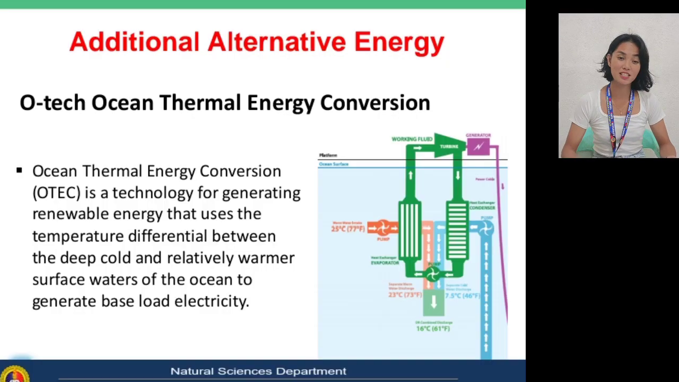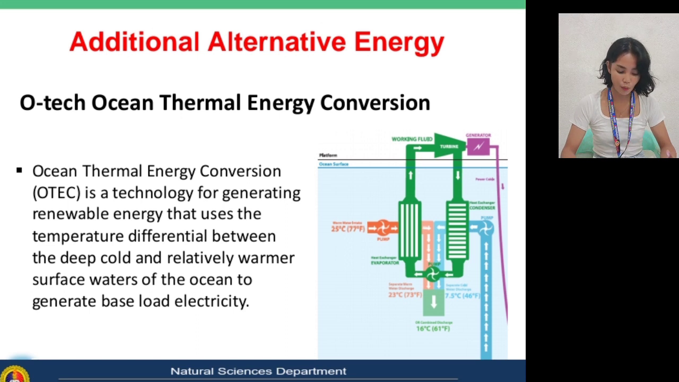So after the advantages of OTEC, we are going to discuss the disadvantages of OTEC. But first, what is OTEC? OTEC means Ocean Thermal Energy Conversion, which is a technology for generating renewable energy that uses a temperature differential between the deep cold and relatively warmer surface waters of the ocean to generate baseload electricity.